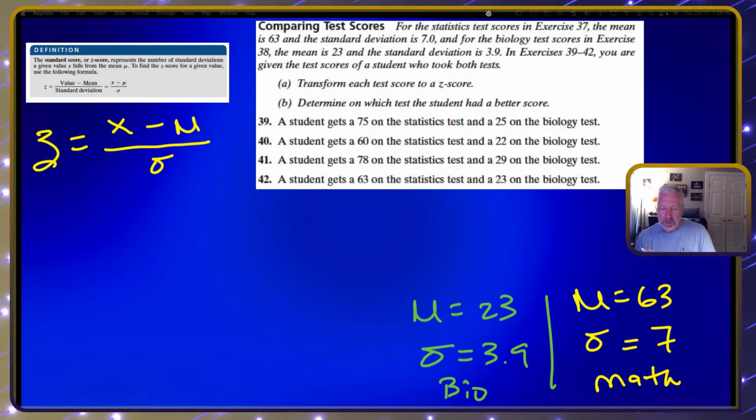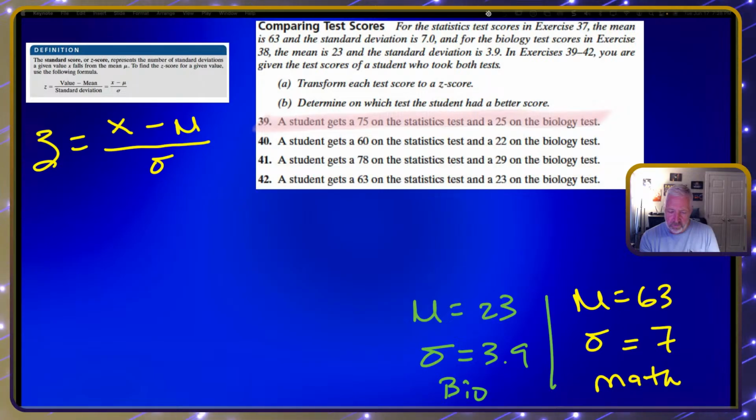So I'm going to compare these this time. Transform each test score to a z-score. Determine on which test the student had a better score. Well, on math, in this first one right here, we've already done the math. It was 1.71. So for math, the z-score was 1.71. Okay.